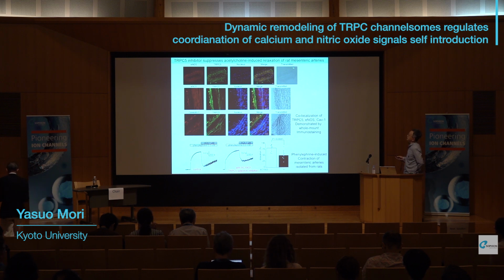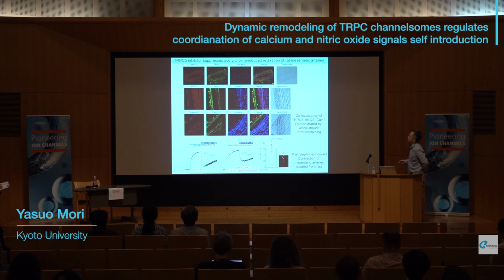To this end, we also looked at the rat mesenteric artery system in whole mount preparation. TRPC5 showed very nice localization with eNOS, like this, and also with Caveolin-1 in the endothelial cell layer. And upon acetylcholine stimulation, phenylephrine-induced contraction was significantly suppressed, so there was a vasodilation. And this vasodilation was partially inhibited by a TRPC5 selective inhibitor, supporting the importance of TRPC5 in vasodilation of rat mesenteric arteries.